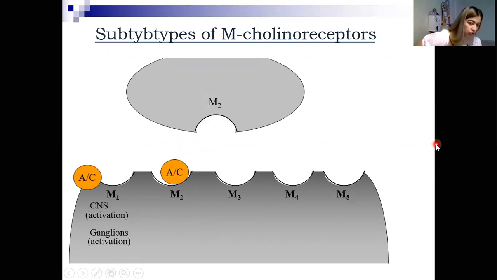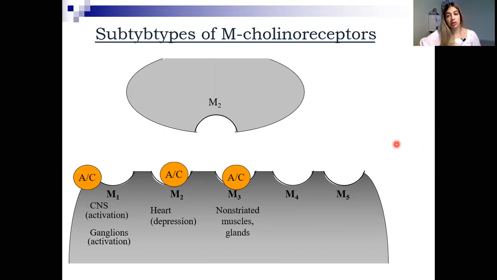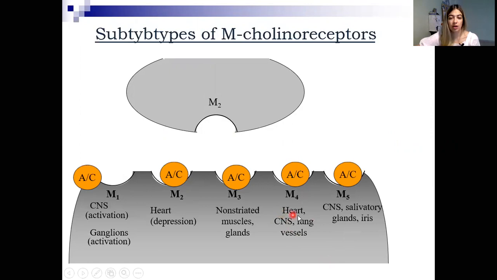When acetylcholine binds to M2 cholinereceptors, it causes the heart depression. We already discussed that reduction of the contraction of myocardium, yes? When acetylcholine stimulates M3 cholinereceptors, we have the contraction of the non-striated muscles and glands. The smooth muscles contract and the glands start secreting more. When acetylcholine stimulates the M4 cholinereceptors, we observe the effects in heart, CNS, and lung vessels, and M5 are located in CNS, salivary glands, and iris.